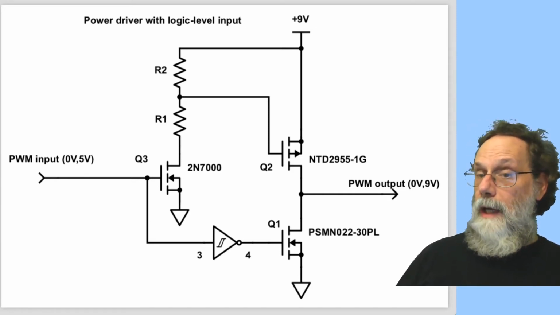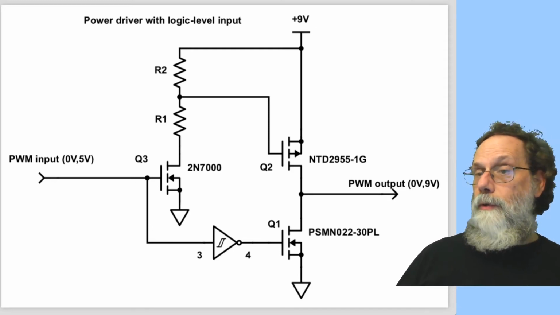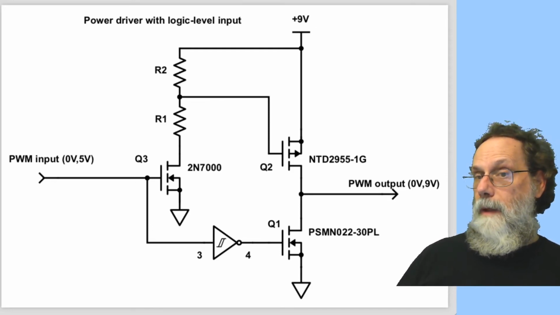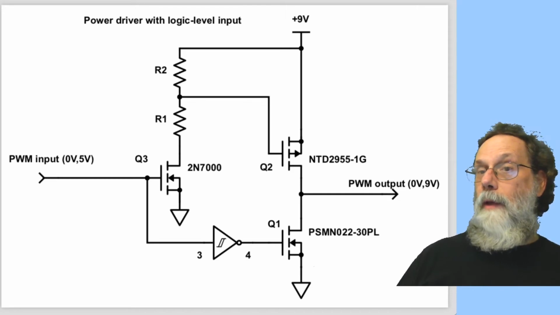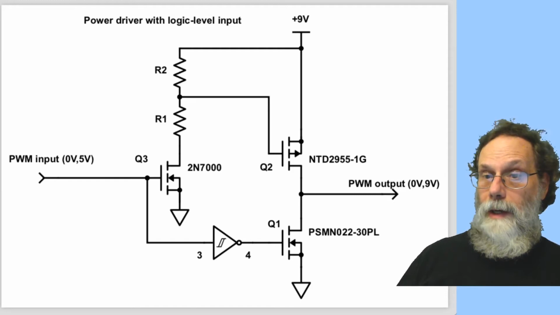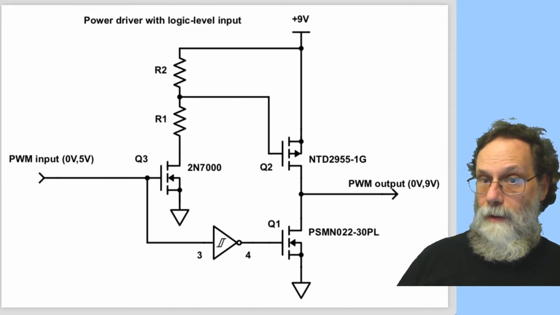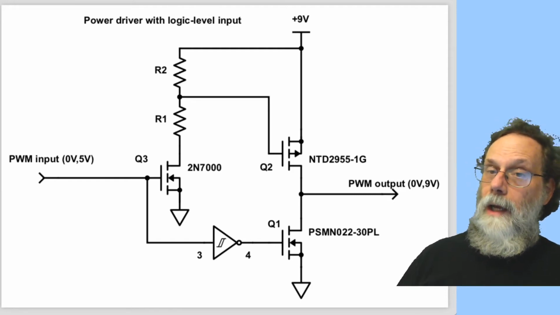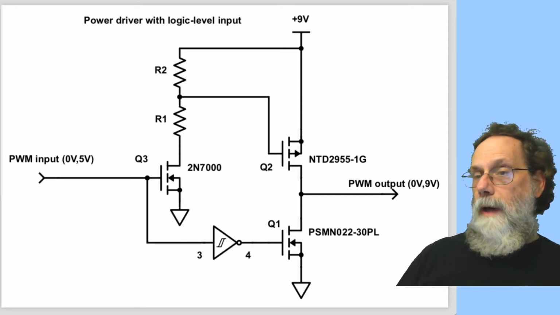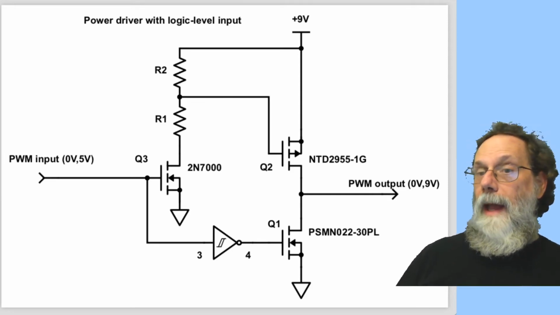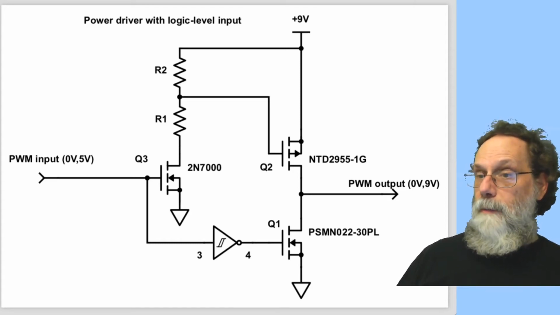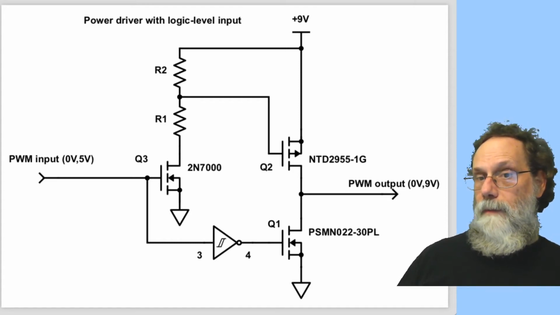PWM signal high turns Q3 on. That means that we'll have current flowing through the 9-volt supply, through R2, through R1, down through Q2 to ground. So when the PWM input is high, R1 and R2 are acting as a voltage divider, and the gate voltage on Q2 is the output voltage of that voltage divider. The resistance of Q3 is going to be very much smaller than R1, so we can ignore it.